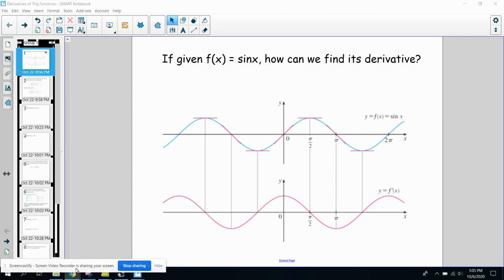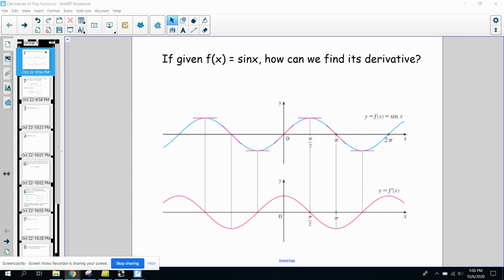In this lesson, we're going to look at how we can find the derivative of trigonometric functions. So here we have a graph of f of x equals sine x, which is the graph on the top, and we want to find its derivative. By looking at the graph and knowing from the previous lesson on how we can sketch derivatives, we can see that wherever there is a slope of 0 is where the derivative graph will cross the x-axis. Also, wherever the slope is positive, our graph for the derivative will be above the x-axis, and wherever the slope is negative, the graph will be below the x-axis.